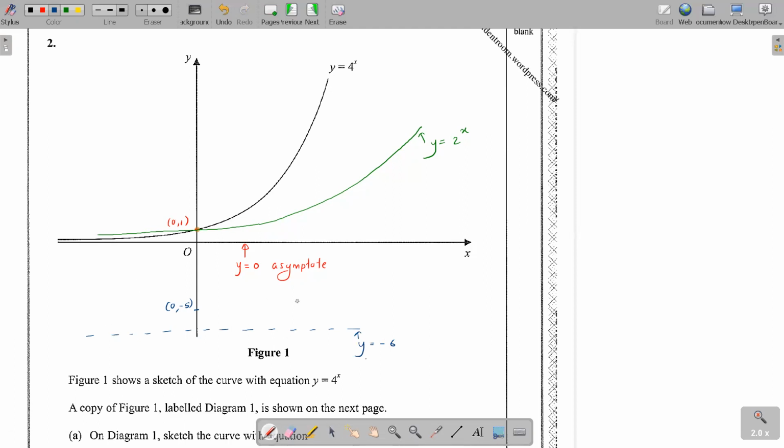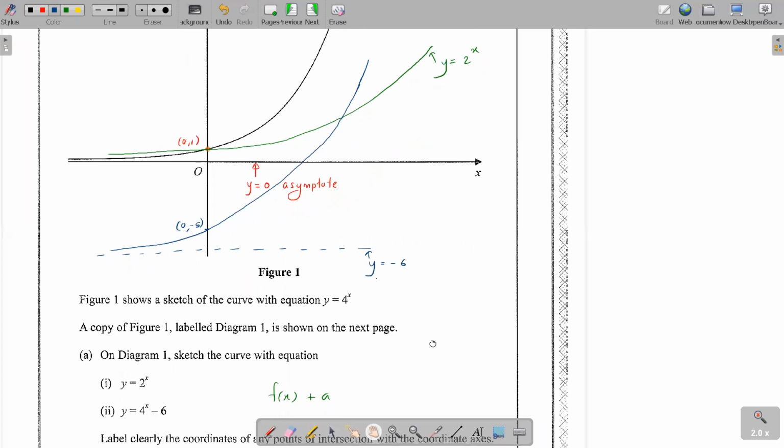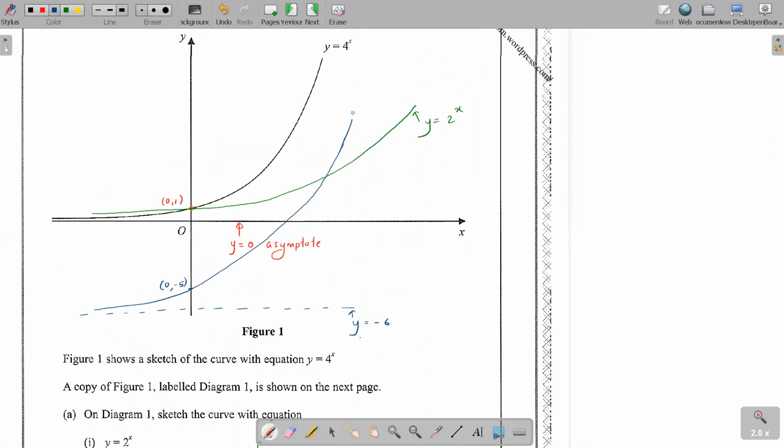Anyway, we'll just draw the same graph, 4 to the power x, and translate it down. Something like this. So this is the y equals 4 to the power x minus 6 graph. So label it. Okay, so this is the y equals 4 to the power x minus 6 graph.